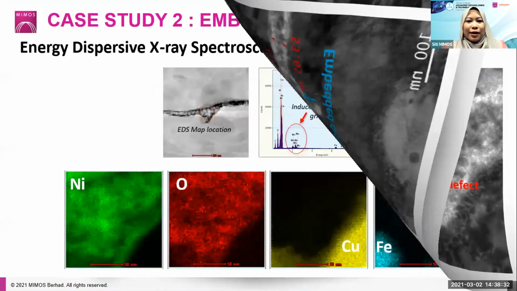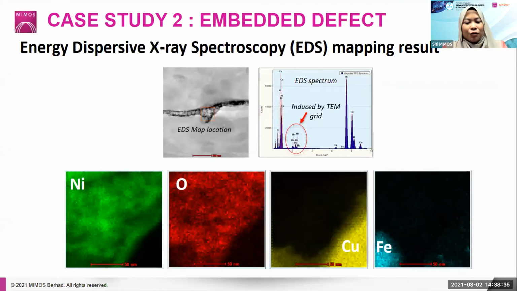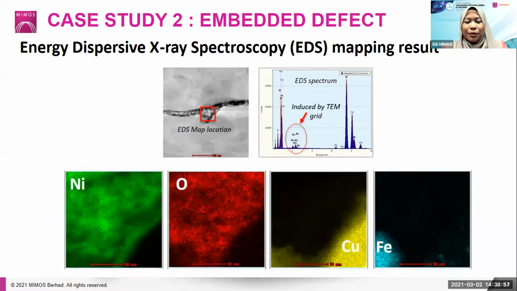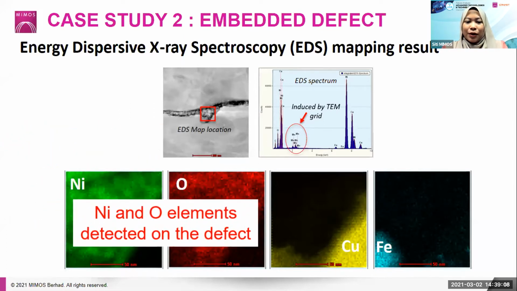For the EDS analysis, we can identify the location for the EDS mapping, for example, as shown in the red box here. From this analysis, it can generate the spectrum for us. Please also take note that there is a presence of molybdenum element in this spectrum, which is coming from the TEM grid itself. And this is the result from the EDS mapping. You can see the distribution of the elements in these different colors here. From here, we can conclude that the contaminant or defect is composed of nickel and oxygen elements.